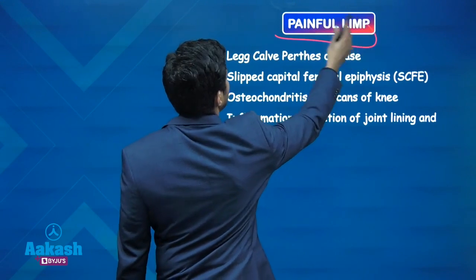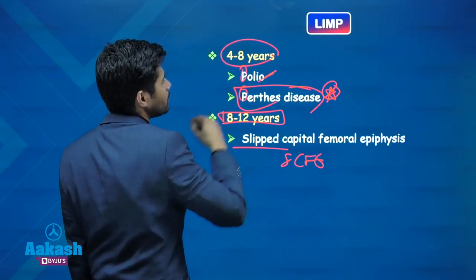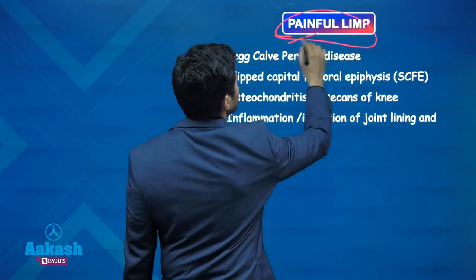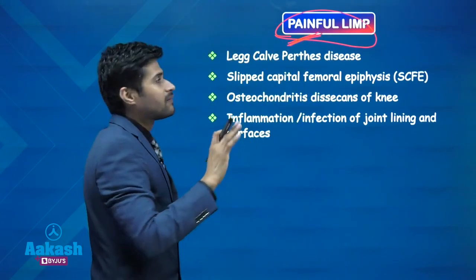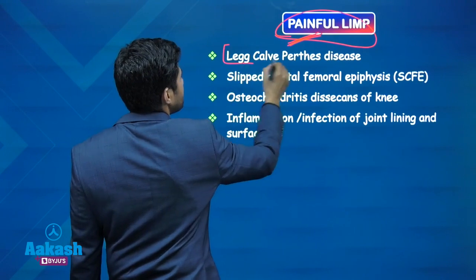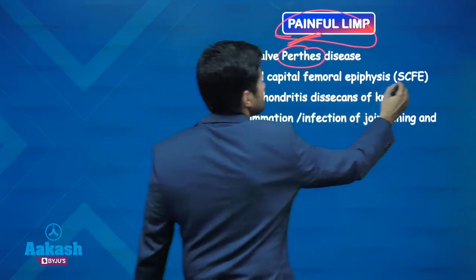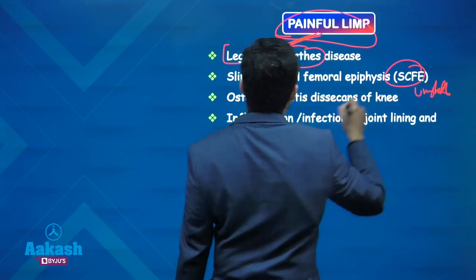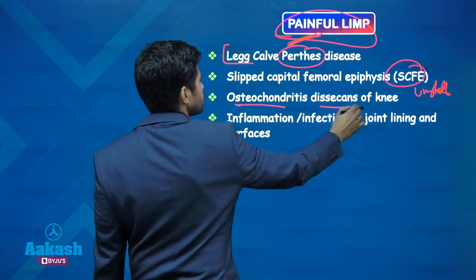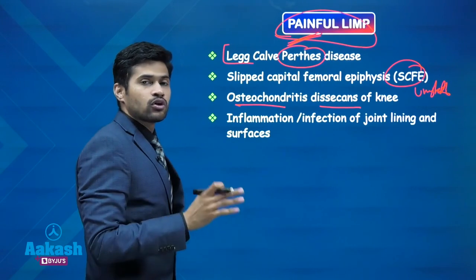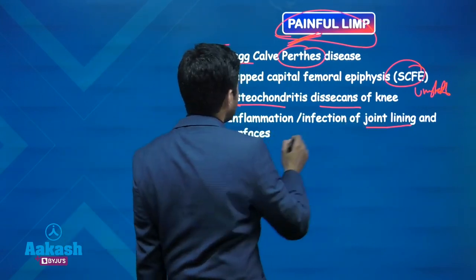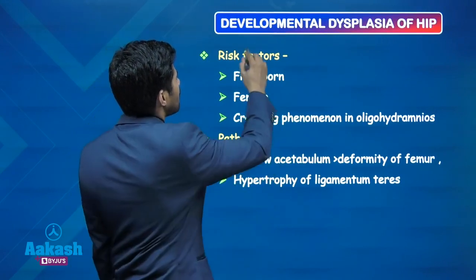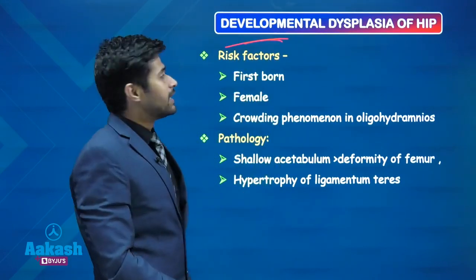And with a painful limp, remember these all were causes of limp. If you are talking specifically about the painful limp, in which cases pain is there with limping, the causes are Perthes disease, SCFE, especially the unstable variant, osteochondritis dissecans of the knee, and any inflammation or trauma involving the joint lining and surfaces of hip or knee joint.